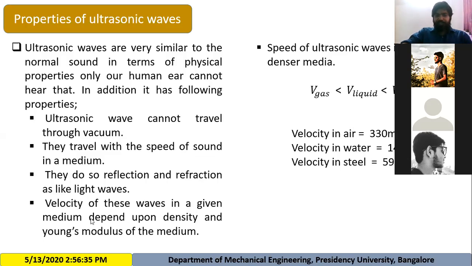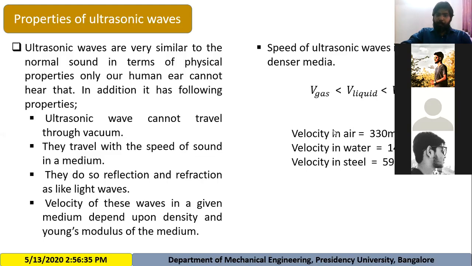The velocity of these waves in a given medium depends upon the density and Young's modulus of that medium. So the speed of ultrasonic sound waves in a particular medium depends upon the density of that medium and its Young's modulus. Here you can see that the speed of ultrasonic waves is more in denser media. Solid is the most dense medium, so the velocity of ultrasonic waves is highest in solid, followed by liquid and then gas.